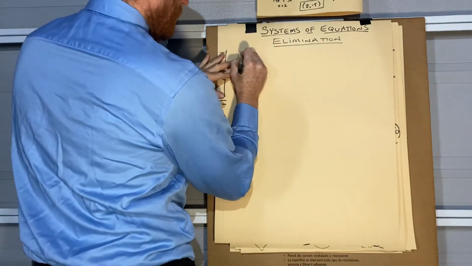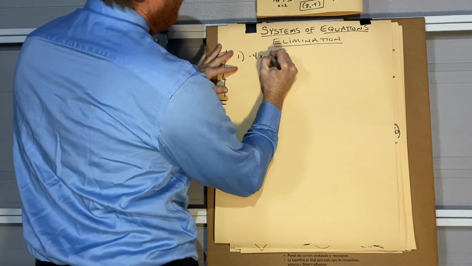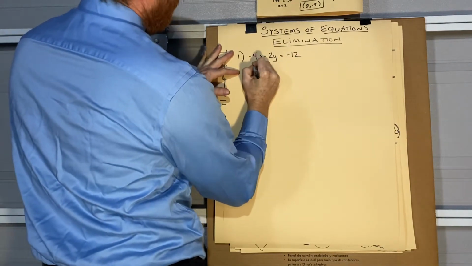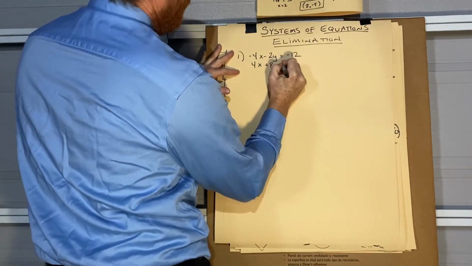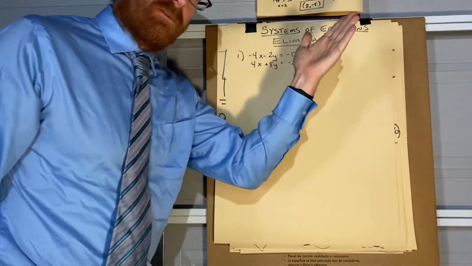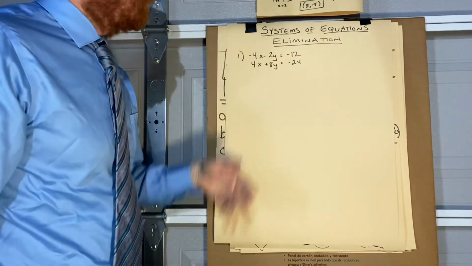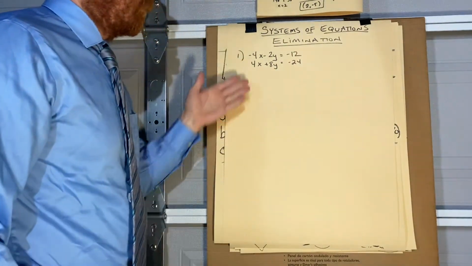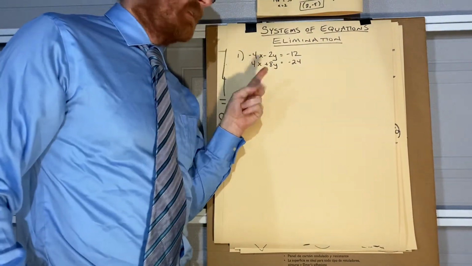Here we go. Your assignment this week looks like this. Number 1, negative 4x minus 2y equals negative 12. Starting off with something easy. And then positive 4x plus 8y equals negative 24. So this is one line going across the coordinate plane. This is another line going across the coordinate plane. And these two lines are going to intersect at exactly 1 point, or have 1 point in common. And that's what our solution to this system of two equations is going to be.